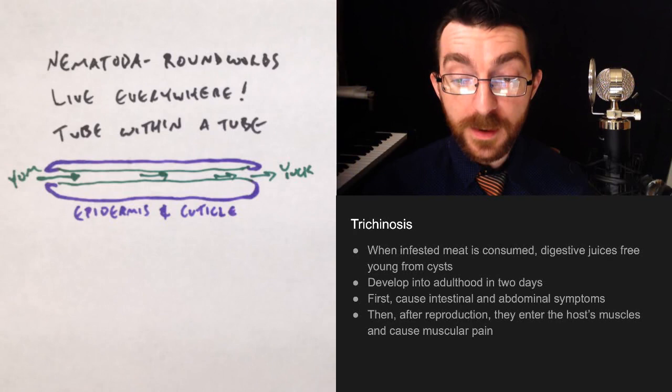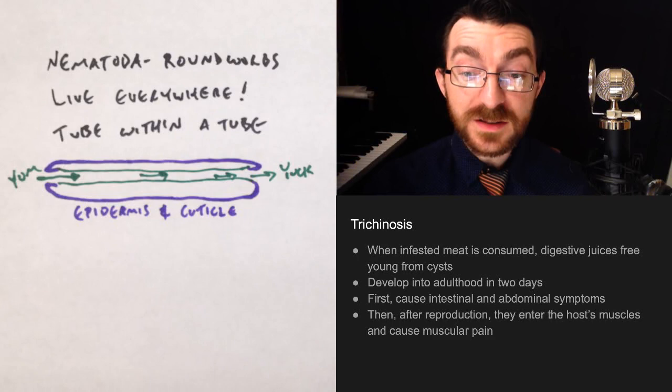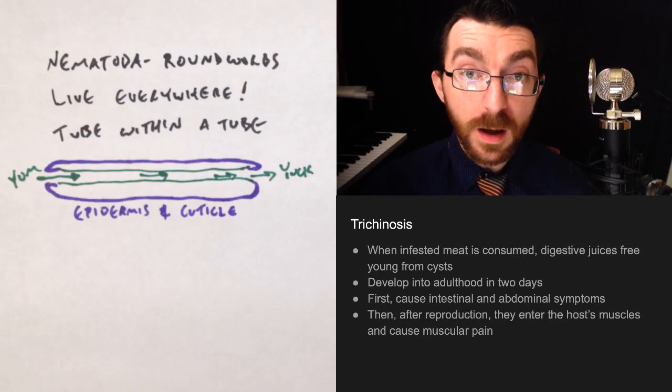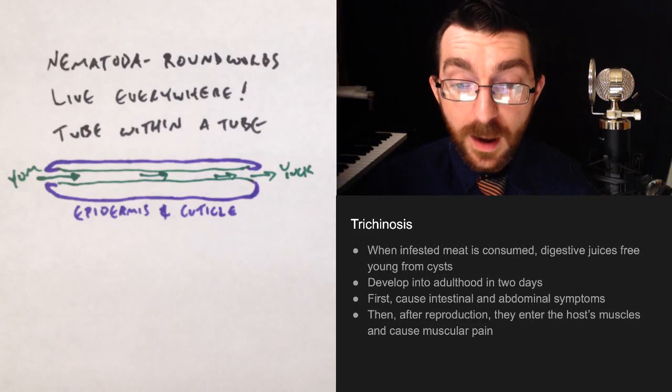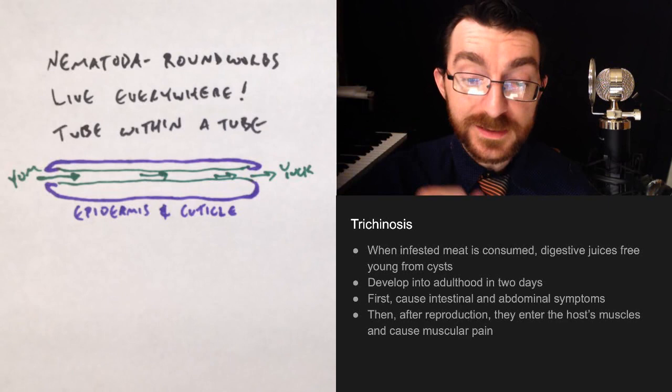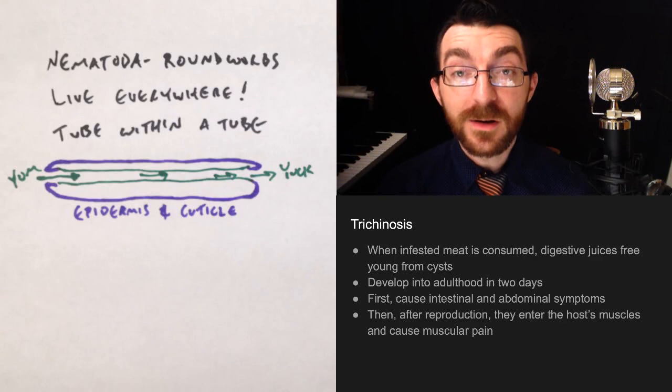So when infested meat is consumed, then the digestive juices free the young from the cysts, right? So the young are kind of kept safe in these little cysts. You eat some infested pork, the stomach releases the young from those cysts. They can develop into adulthood in 2 days, and then they're in your intestines. So first they would cause intestinal and abdominal symptoms, and then after reproduction they'll enter your muscles.